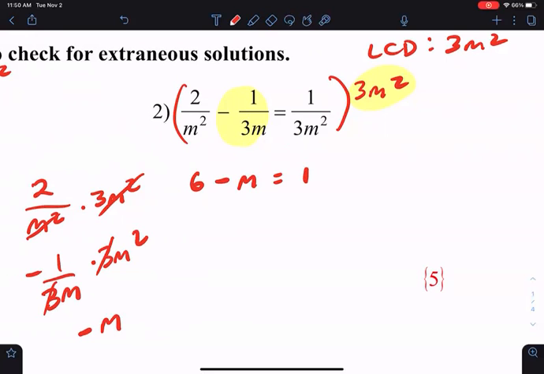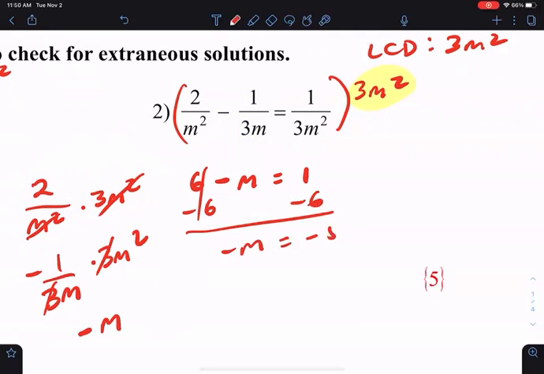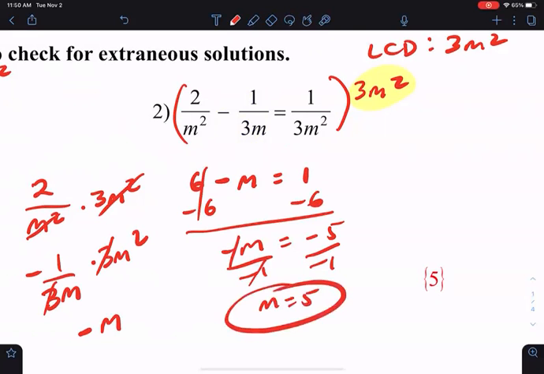So now you solve for x, or m in this case. So this is negative 6 on both sides. Negative m equals negative 6, and then actually negative 5 here. And then you divide by negative 1, so you get m equals 5. That's how you do that.